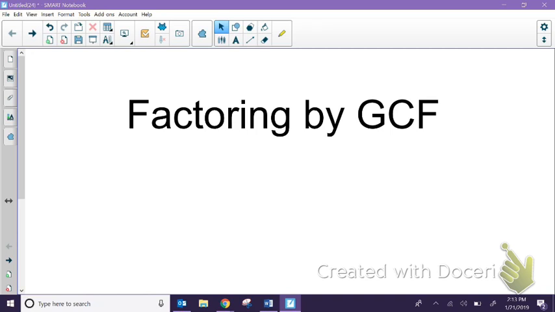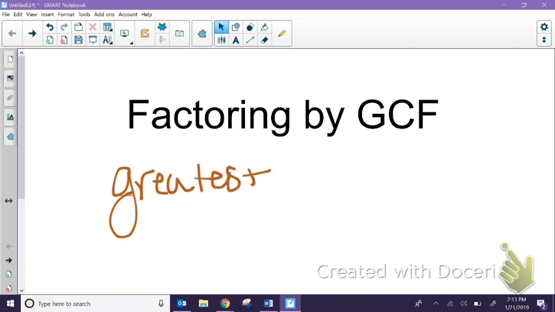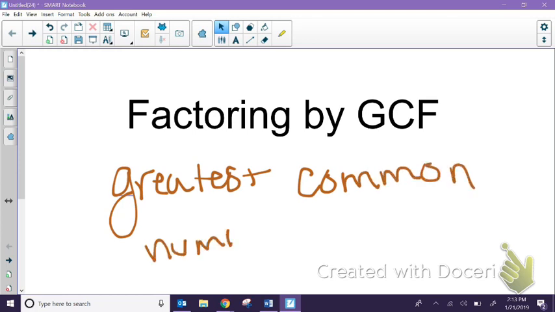I am going to do a brief mini lesson on factoring by GCF. Okay, GCF means greatest common factor. Greatest common factor is exactly how it sounds. It is the greatest common number that is shared between the terms, okay?